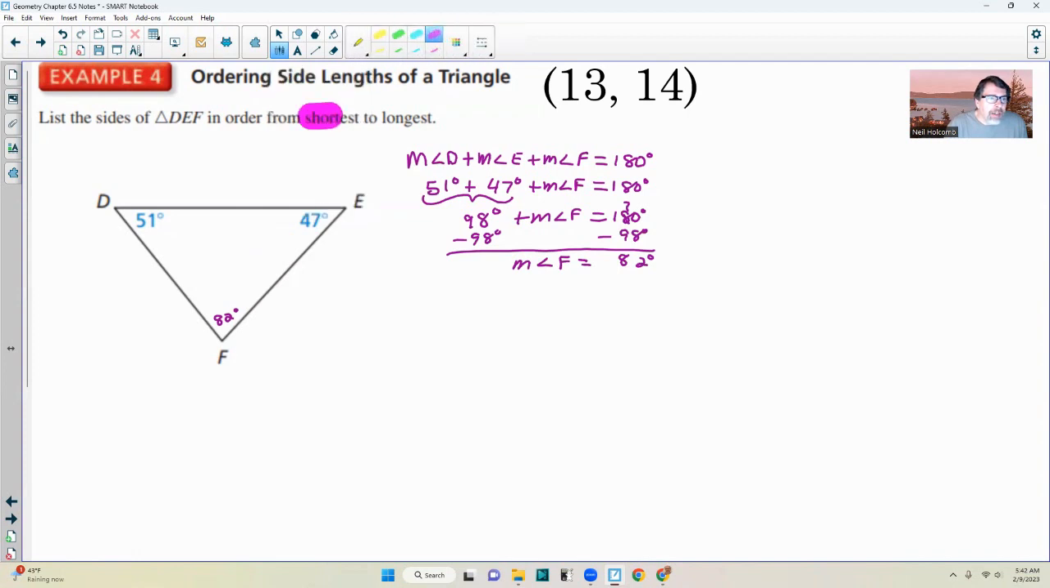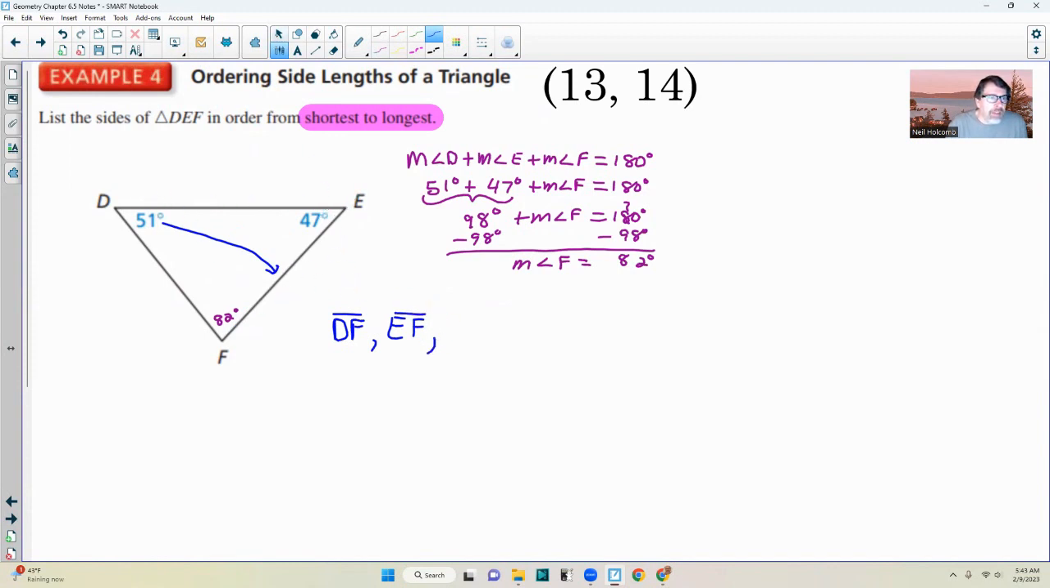Always go back and check that it says shortest to longest. So I want the smallest angle first. The smallest angle is 47 degrees, so that's angle E. The side opposite angle E is DF, so I'm going to say DF, comma. Then I'm going to erase this so it's not all cluttered. The next largest angle is angle D, which is 51. The side opposite 51 is FE or EF. So I'll put EF. So DF and then EF.